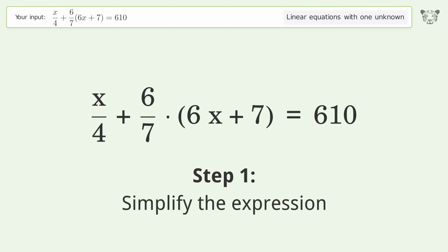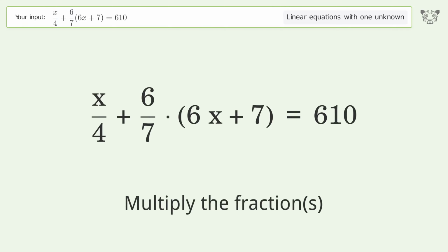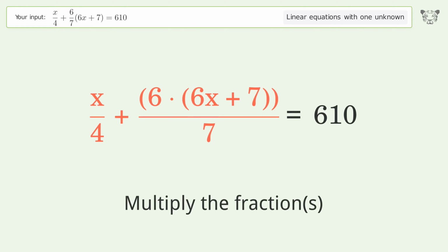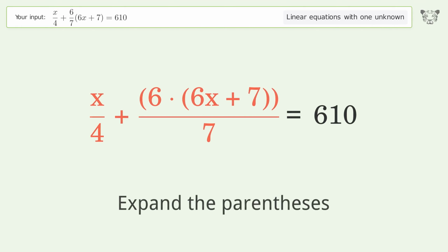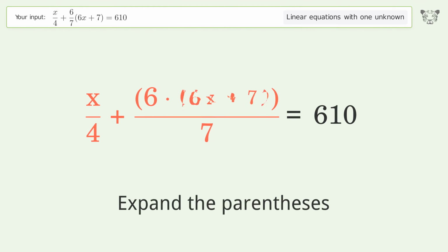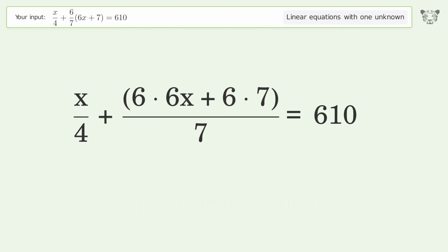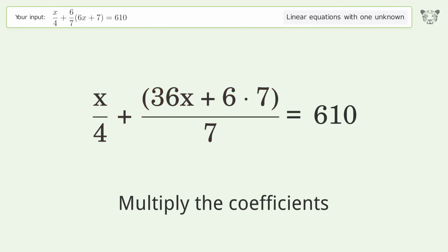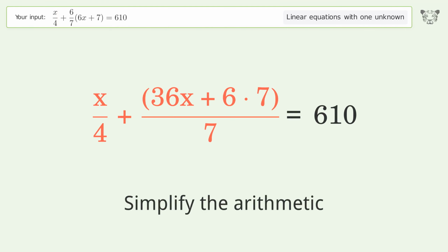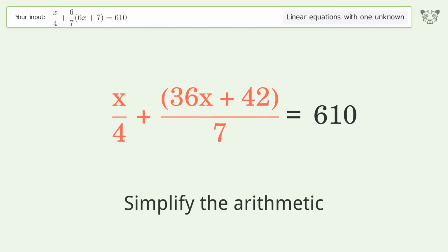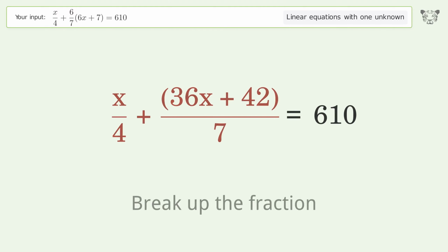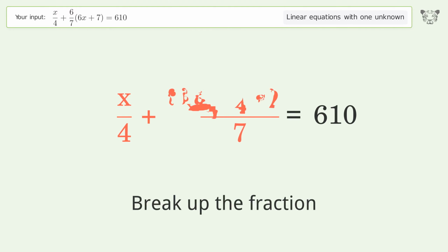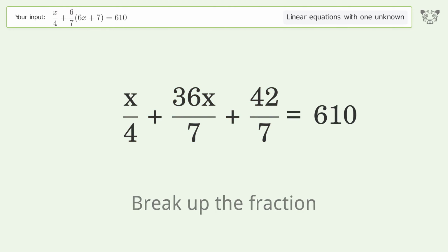Simplify the expression. Multiply the fractions. Expand the parentheses. Multiply the coefficients. Simplify the arithmetic. Break up the fraction. Find the greatest common factor of the numerator and denominator.